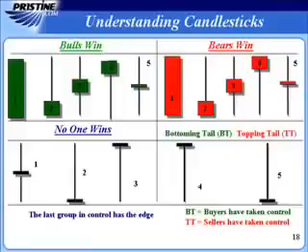The bears crushed this candle. They won this candle. They closed in the bottom 2 or 3%. The bulls won this candle and drove it all the way up to the top. And I think you can see that. So by just simply understanding these rudimentary things, it becomes very much easier to be able to interpret candles.